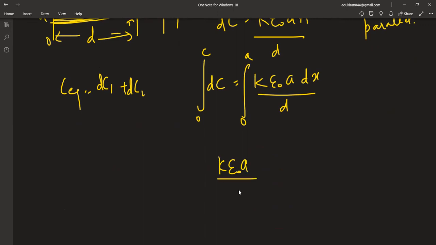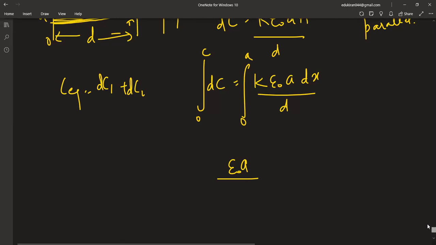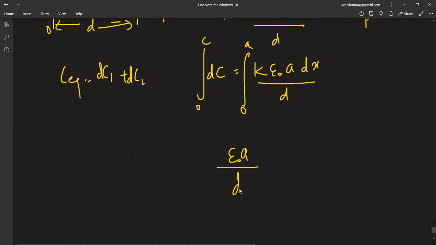A by D also can be taken common, or let's not take K common. Let's put K back because K is variable. K is not a constant right now. K is K1 plus K2x. See, K is equal to K1 plus K2x. So K is this time not a constant for us. That's why we'll not integrate it out. So we'll just integrate this term. K dx from 0 to A.